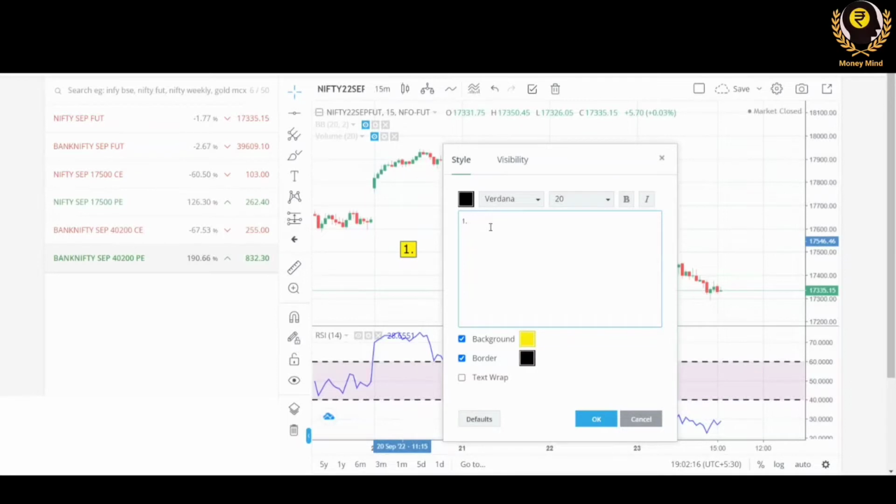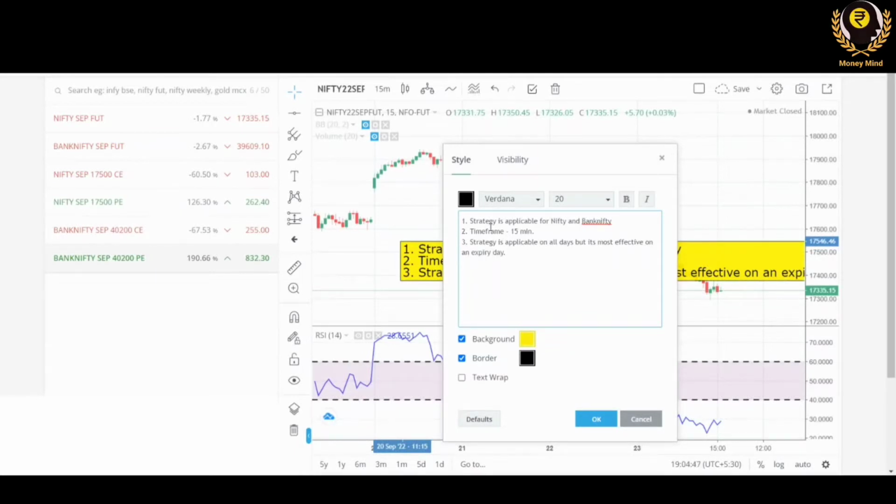First point is this strategy is applicable for Nifty and Bank Nifty. Second, the time frame for this strategy is 15 minutes. You need to understand that when you are buying an option, you have to make quick entries and quick exits. Third point is the strategy is applicable on all days, but it's most effective on an expiry day.